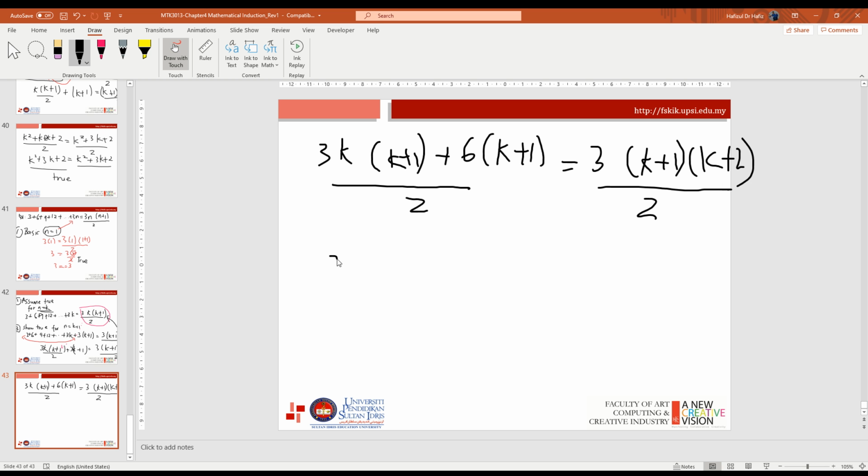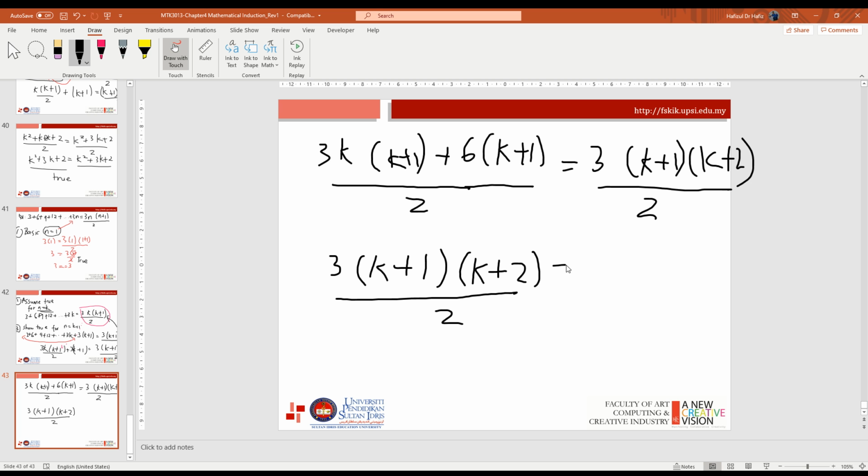So we got 3(k plus 1)(k plus 2). Okay, we simplify this one. Divide by 2 is equivalent to 3(k plus 1)(k plus 2) divide by 2. Boleh eh? Sama kan?